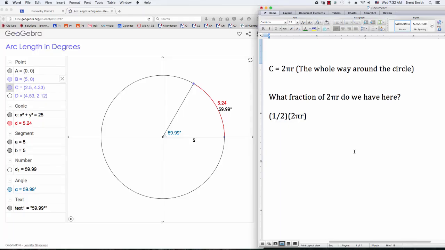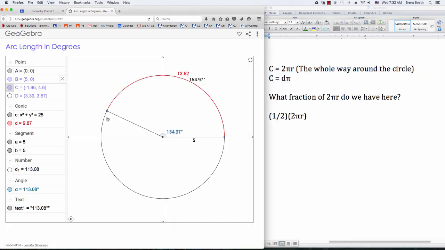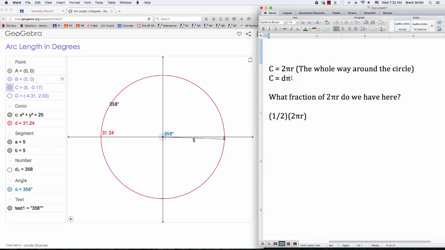All right, welcome. So again, we're talking about arc length and circumference. The main thing we talked about is that circumference is 2 pi r, or diameter times pi, and that's the whole way around the circle. In this example, if the radius is 5, our circumference would be 10 pi, right? 10 pi whatevers.